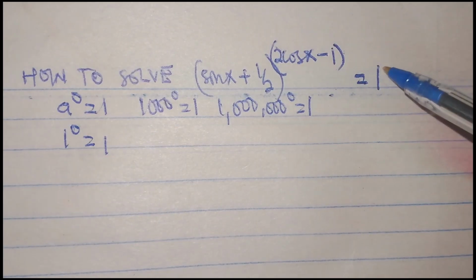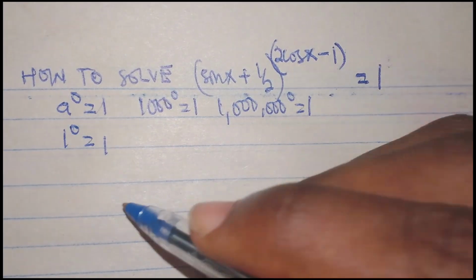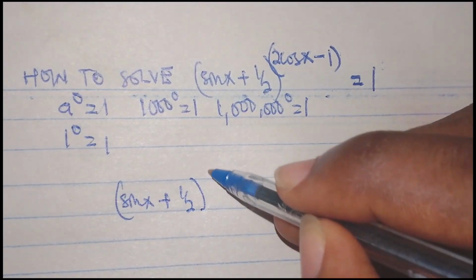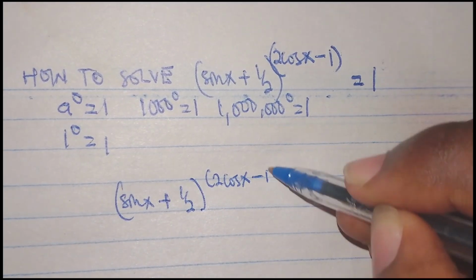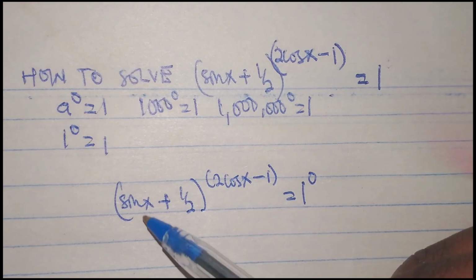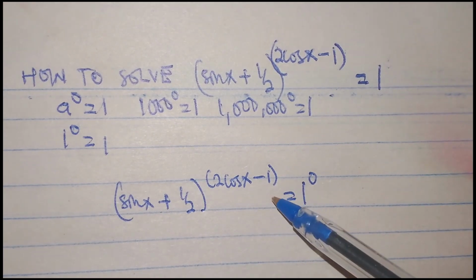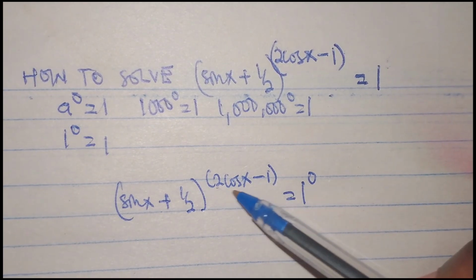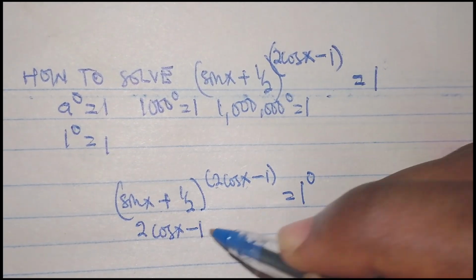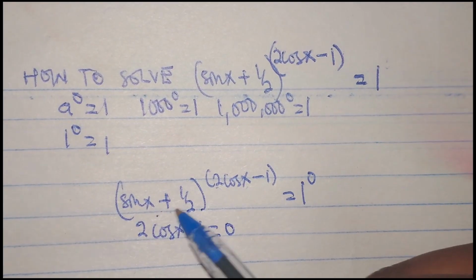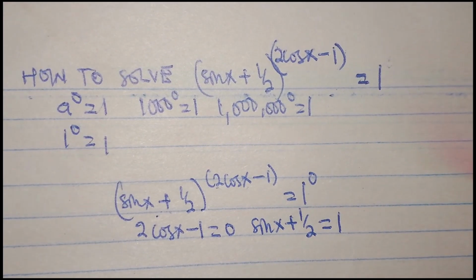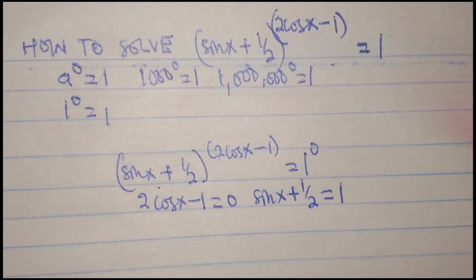So we are raising this 1 here to the exponent of 0. Let's rewrite our question: (sin x + 1/2) all to an exponent of 2 cos x − 1 is equal to 1 to an exponent of 0. Now we equate them, taking it that they are the same. So 2 cos x − 1 is equal to 0, and sin x + 1/2 is equal to 1.